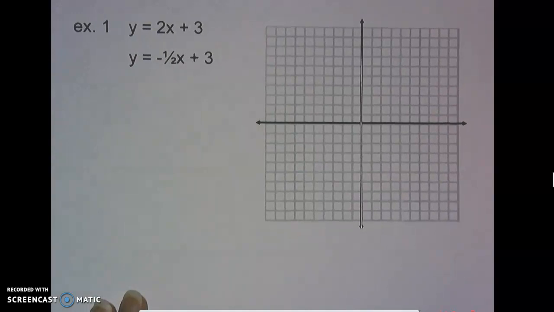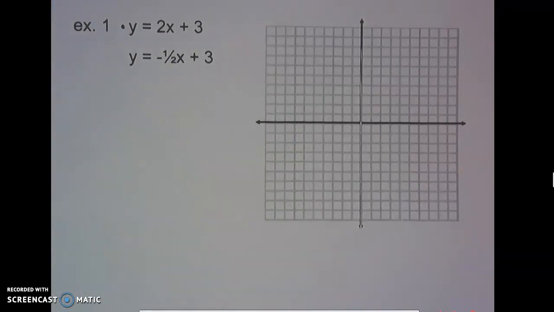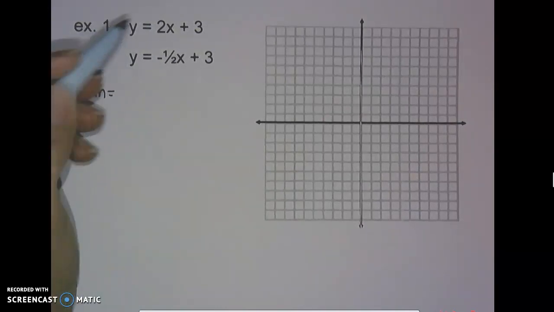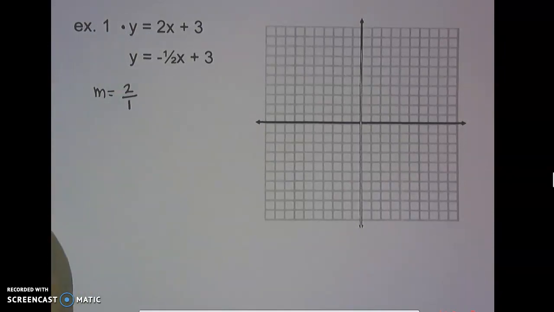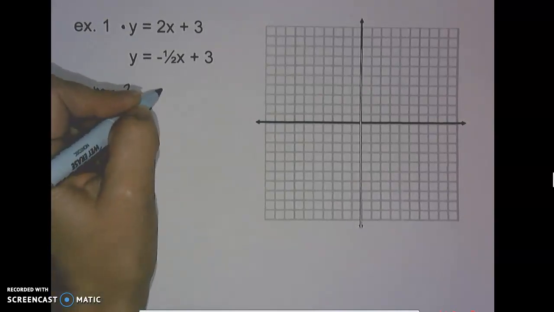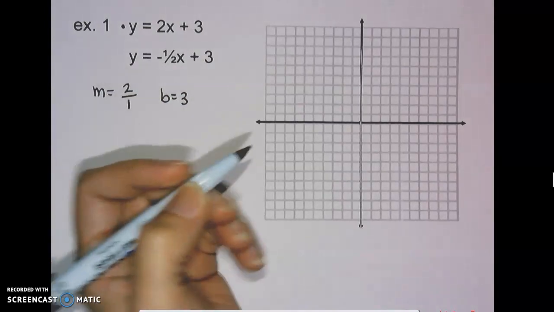So here's our first system. We have y equals 2x plus 3 and y equals negative 1/2 x plus 3. I'm going to use two different colors for these. Our first one is y equals 2x plus 3. Our m is always the number in front of x, so that's 2, and we count rise over run, so we make that 2 over 1. And then our b value is a positive 3. We're going to use that information to graph.